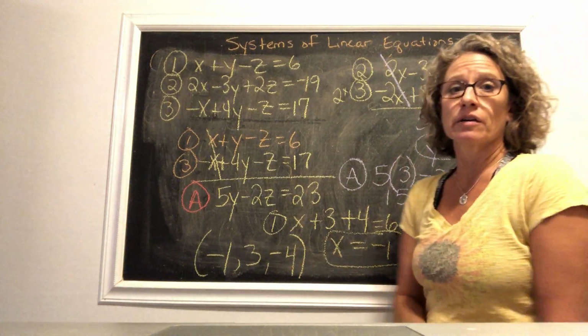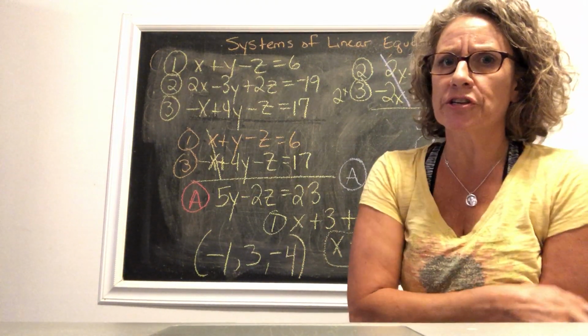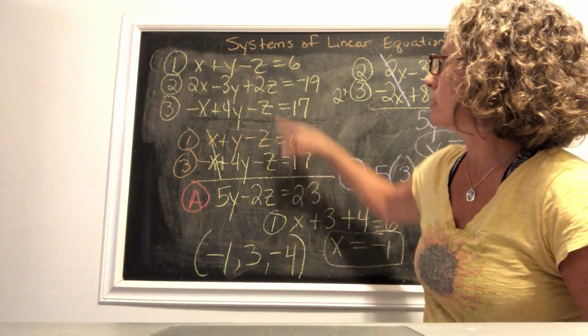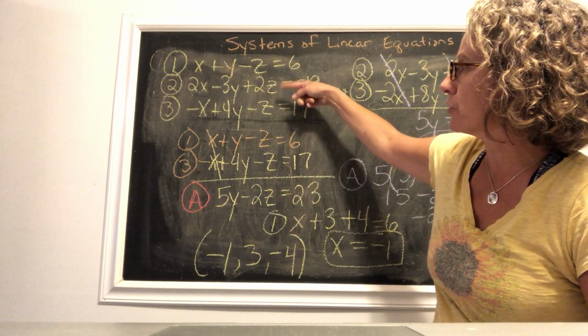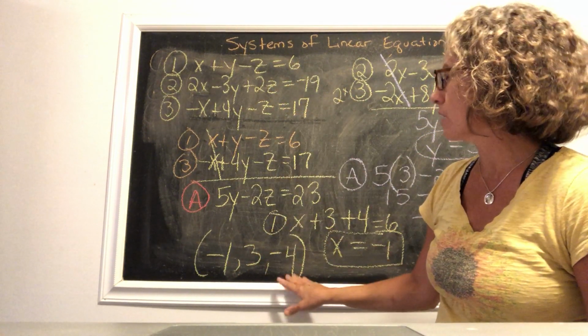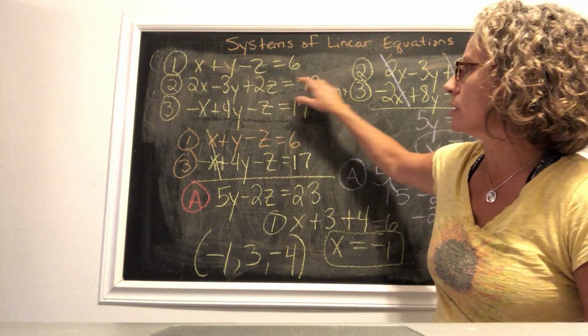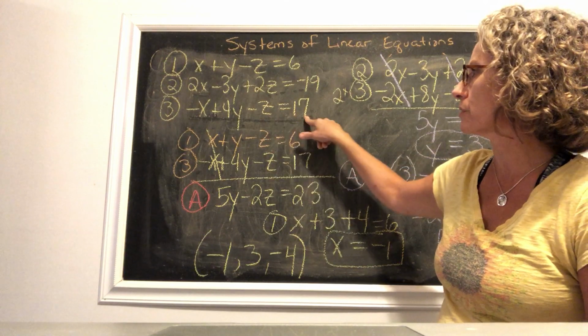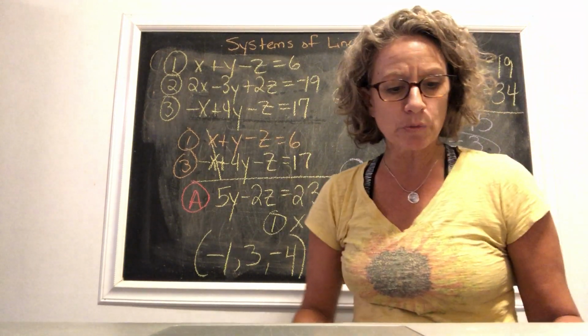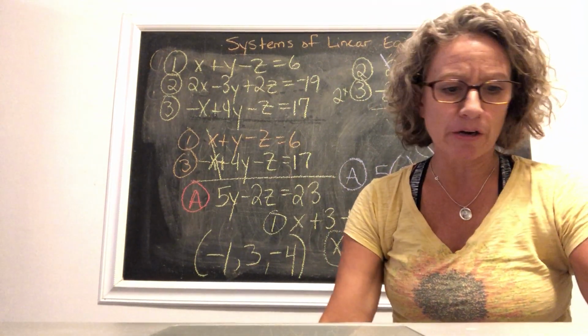Now to check, and on the Regents you're going to want to check, you're going to want to take these answers and quickly throw them back into one of the other 2 equations and make sure it comes out to be negative 19 for equation 2 and 17 for equation 3. You always want to check to make sure that you've got it right.